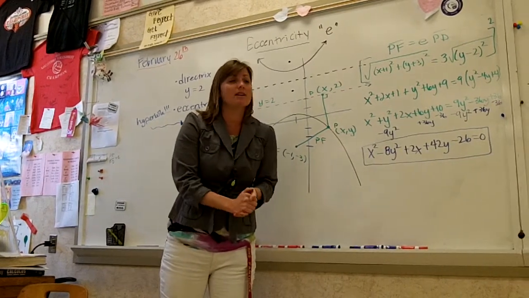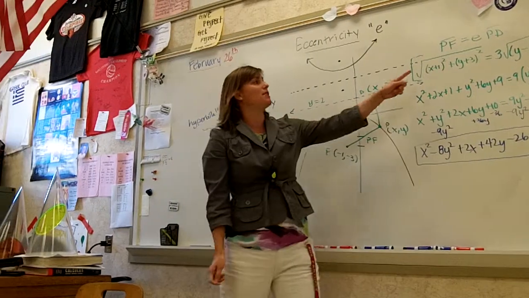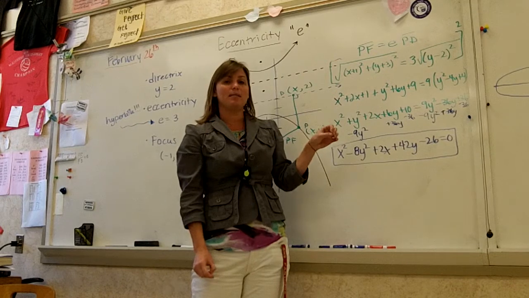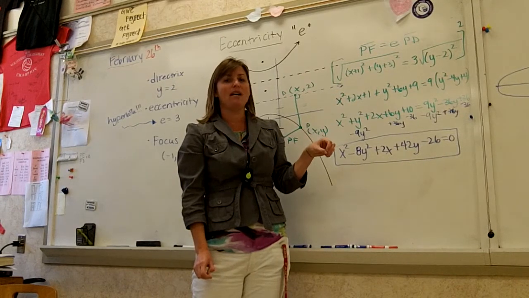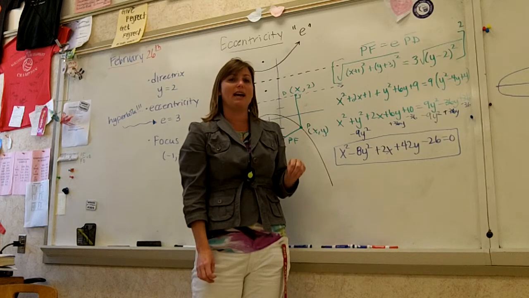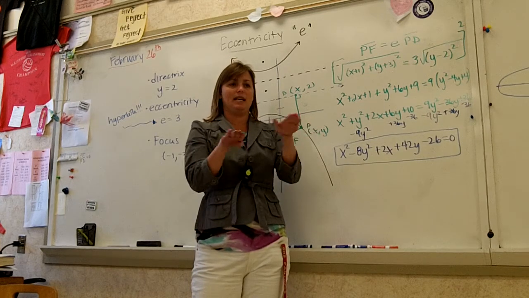I hope you enjoyed that lesson on eccentricity. Remember, PF equals ePD. If you have an ellipse, the eccentricity is less than 1. If you have a hyperbola, the eccentricity is bigger than 1. And if you have a parabola, it is equal to 1.